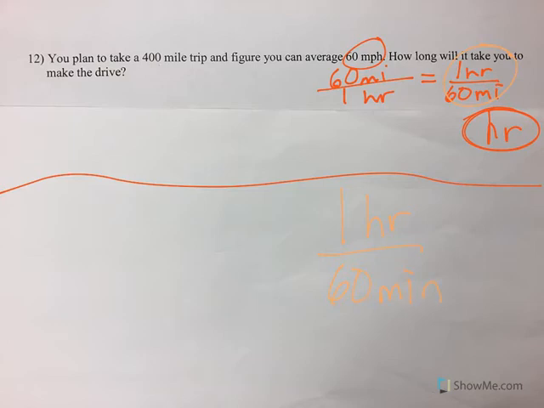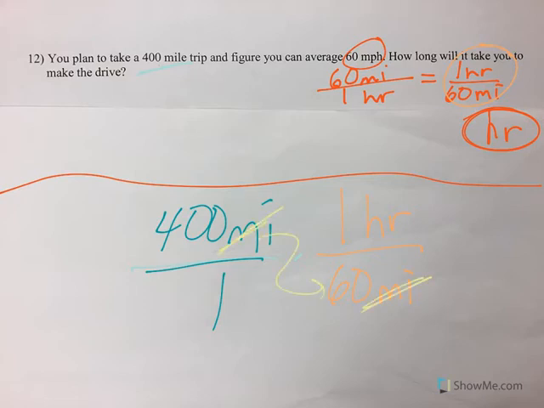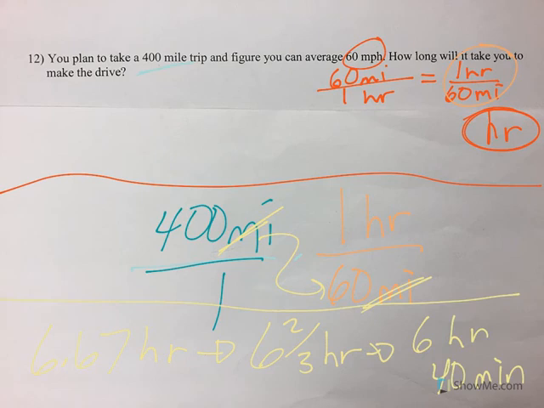So then, going this way, 400 miles is going to go on the top because I need the miles to cancel out. So 400 divided by 60 gives me 6.67 hours, which is the same as 6 2/3 hours, which is the same as 6 hours and 40 minutes, depending on how you want to write your answer.